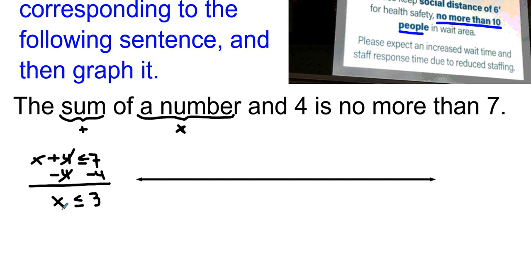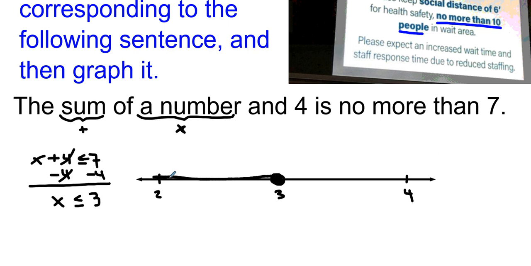So I'm going to put my boundary right in the middle. 2, 3, 4. Draw an open point at the boundary at 3. It is equal to, so I need to shade in at 3. If I were to plug in 3, 3 is less than or equal to 3. And the numbers that are less than 3 are to the left of 3, so I'm going to shade over to the left here.